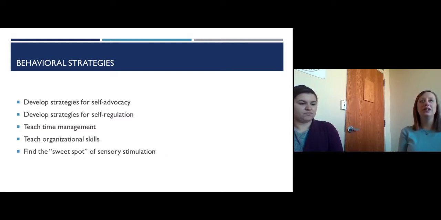We also want to start developing strategies for self-regulation. So this is being in a positive emotional state to be productive and to be good learners. One of the tools that we use a lot with elementary age students with ADHD is the zones of regulation tool. Usually this gives students 3 or 4 emotional states, and it helps them identify their current emotional state and how they can adjust to a state that's more productive and better for learning.